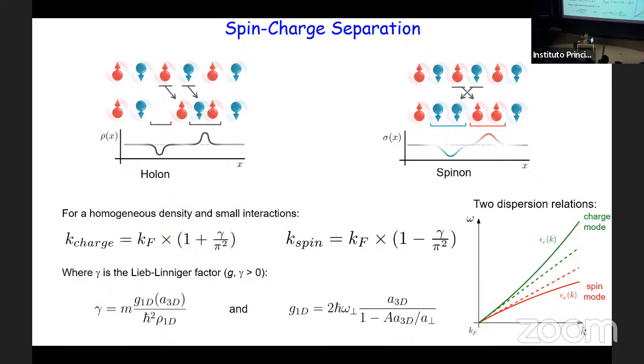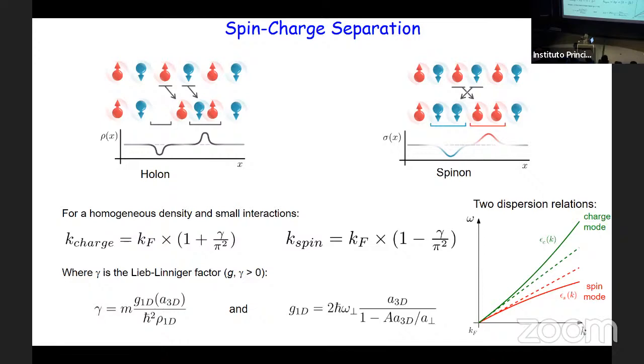So for a homogeneous density and small interactions, for the charge degree of freedom, you can do perturbation theory, and you see that there's something which depends on interaction strength called the Lieb-Liniger parameter. Depends on that scattering length that I started out talking about. And that scattering length is linearly dependent on gamma in this equation. So this is for the charge degree of freedom. For the spin degree of freedom, there's a minus sign here. So as you increase interaction strength, these excitations grow more slowly.